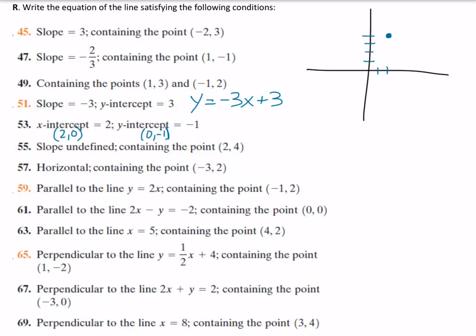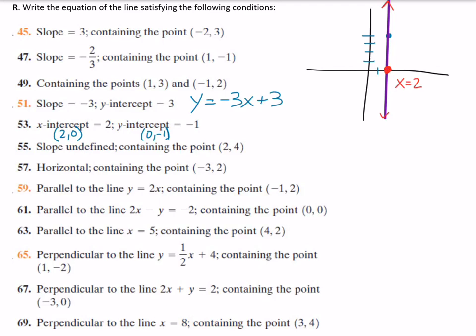So if it says slope undefined, it's just going to be a straight line going straight up and down. See how the line crosses 2 comma 4, but the only other place it crosses is the x-axis at 2, correct? So when it asks for the equation of a line, and it's undefined, the answer is just going to be x equals 2, because that's the only place the graph crosses.